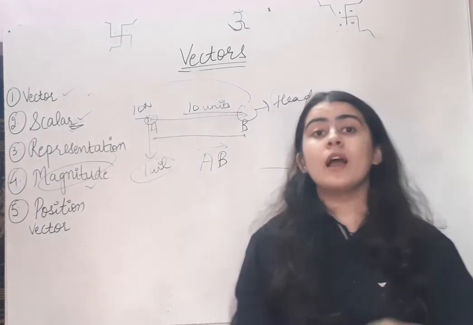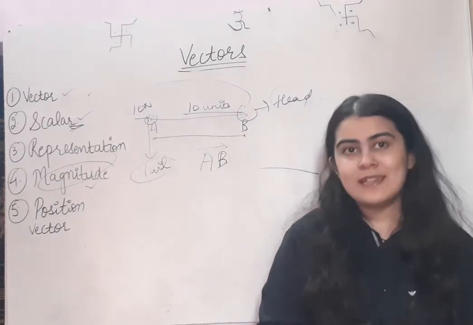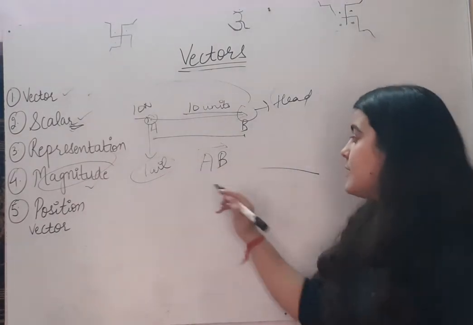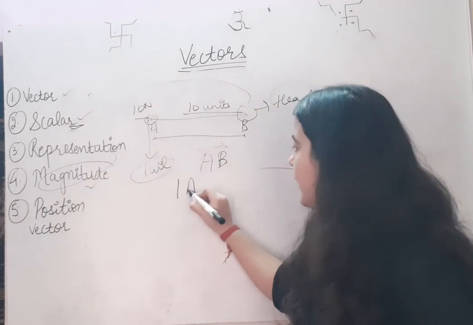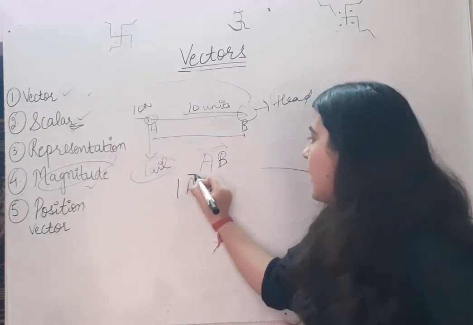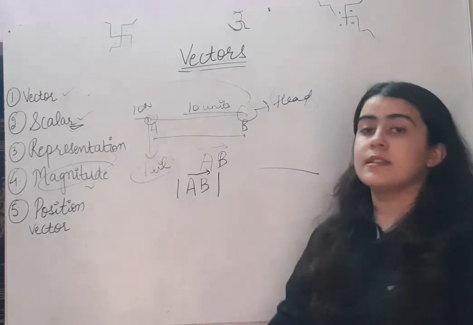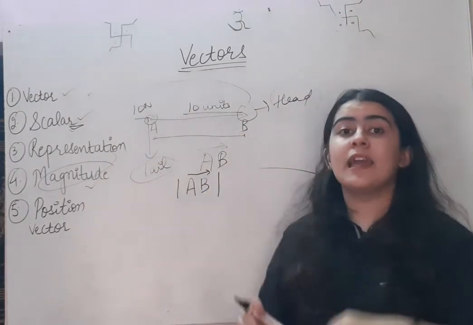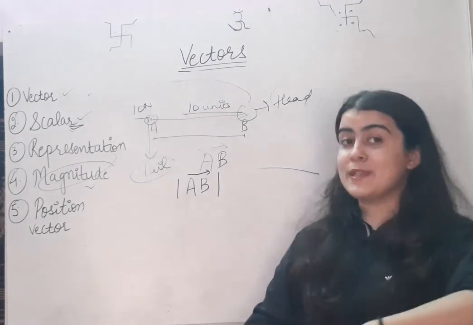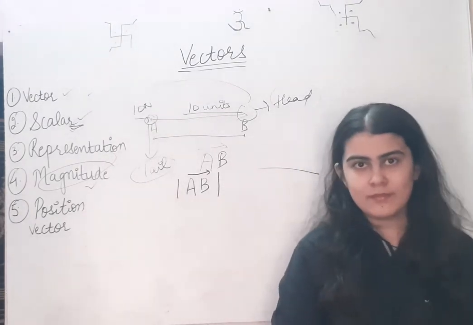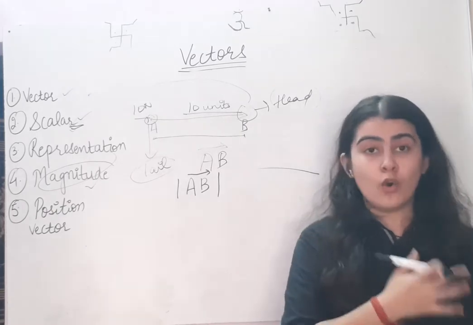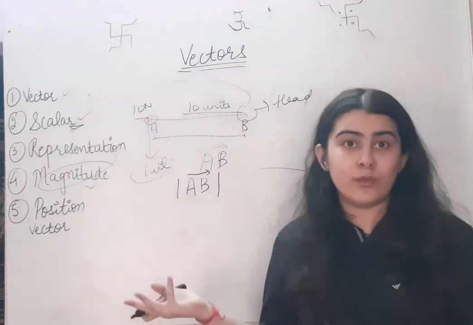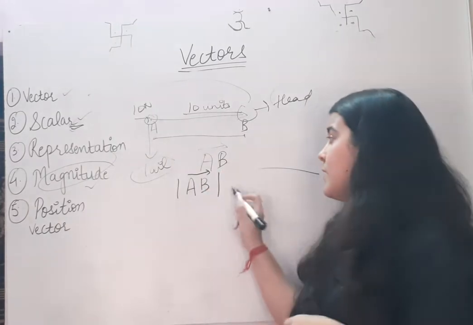Now comes how we represent a magnitude. The magnitude of this particular vector is denoted by the modulus of vector AB. Why do we apply a modulus when we represent magnitude? When I taught this chapter earlier, students never knew why this concept.